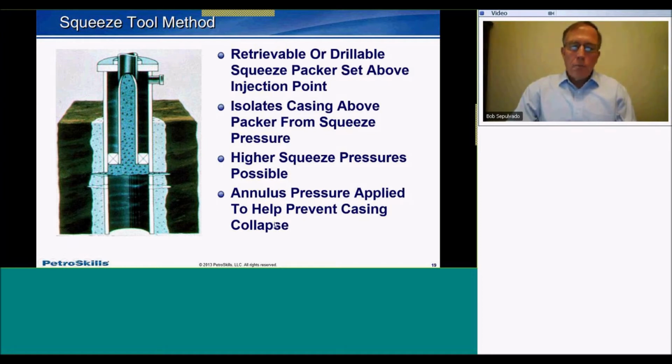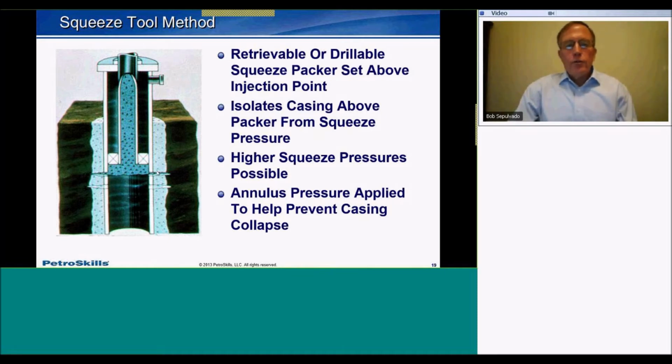One thing, and this bottom bullet talks about it, is when you apply squeeze pressure through your perforations, depending on where your top of cement is, if there's natural fractures or some way of communicating in the formation, you can transmit pressure back and have it applied to the casing above the top of cement and run the risk of collapsing the casing from above. And that's very undesirable. We don't want that to happen.